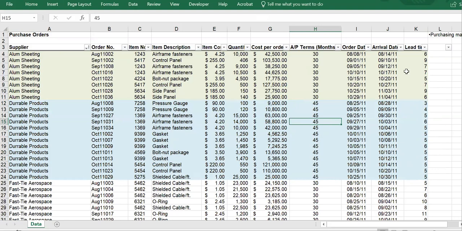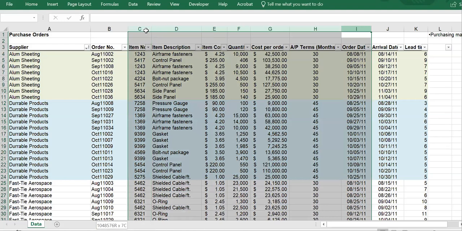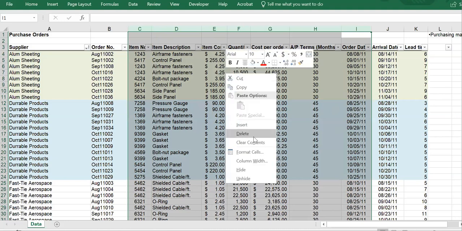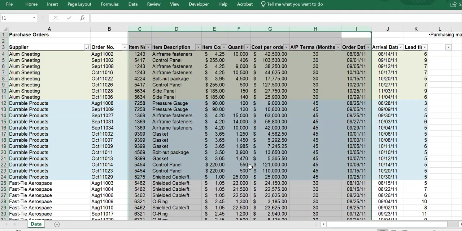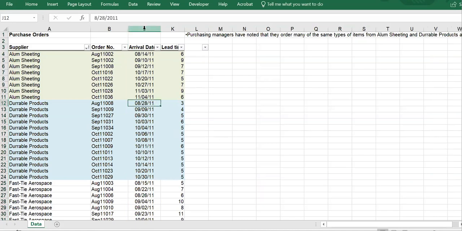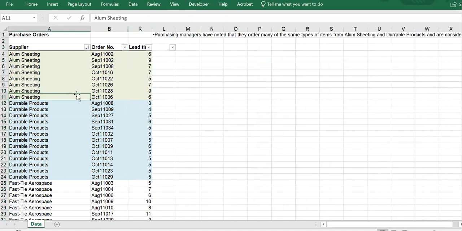So now I have the lead time, and I have a few other fields that I'm not really interested in right now. So I'm just gonna hide some of these. You may want to continue without hiding these cells, but that just gives us more space. So I'm going to hide these cells. Now we have the supplier, and then we have the lead time.